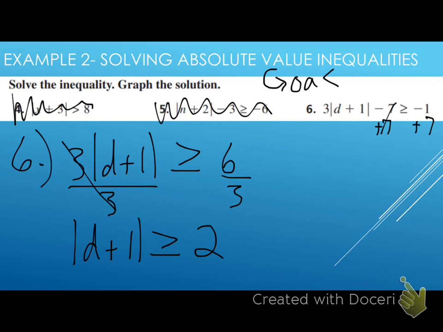Is the absolute value now completely by itself? Yes, it is. What's my C value now? 2. Is 2 greater than 0? Yes. So that means I can set up my two inequalities. Okay? What's my first inequality going to look like? D plus 1 is greater than or equal to 2. Exactly the same without the bars.